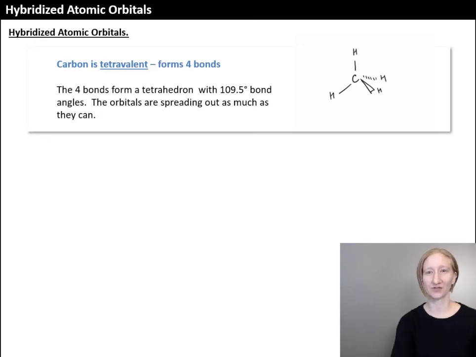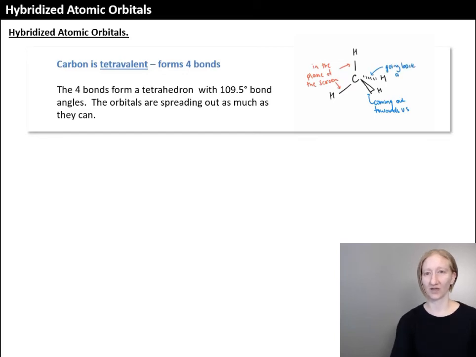And when we draw that in 2 dimensions, we indicate the tetrahedral shape by having 2 groups or bonds in the plane of the paper or the plane of the screen, and then 1 group or bond coming out towards us, and the 4th going back away from us. For the group coming out towards us, we indicate it with a wedge. For the group pointing back away from us, we indicate it with a hashed line.